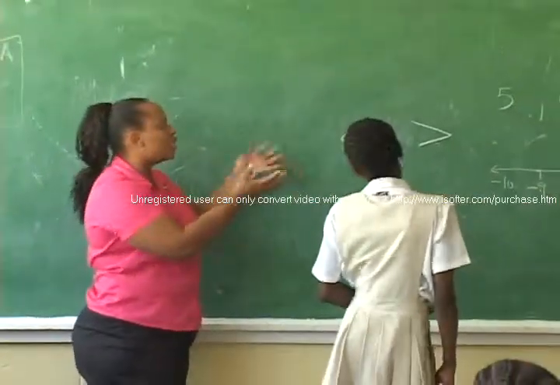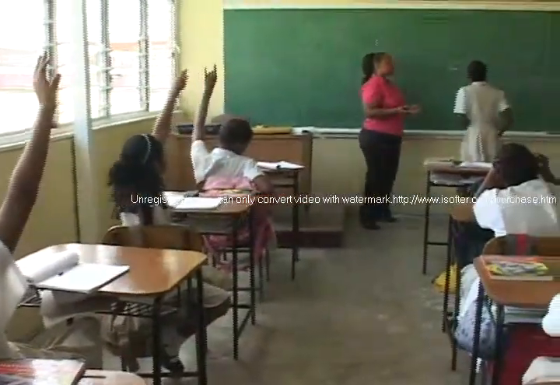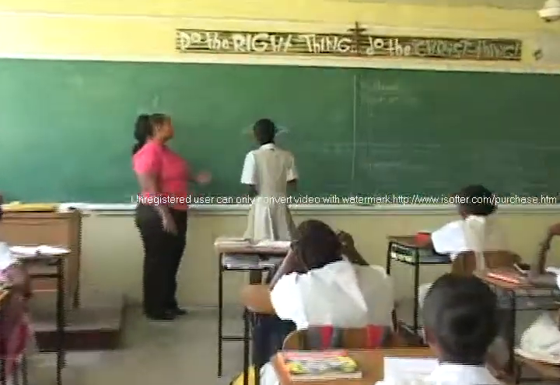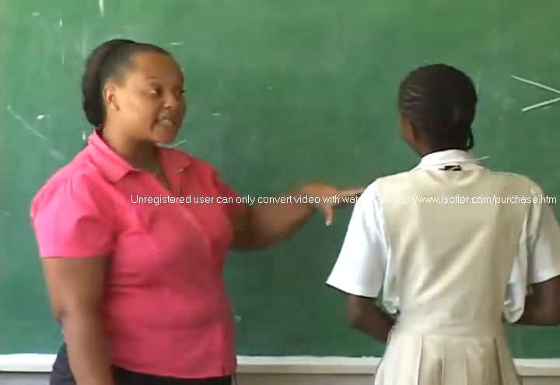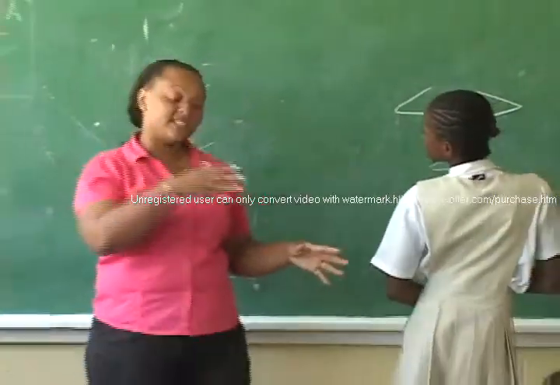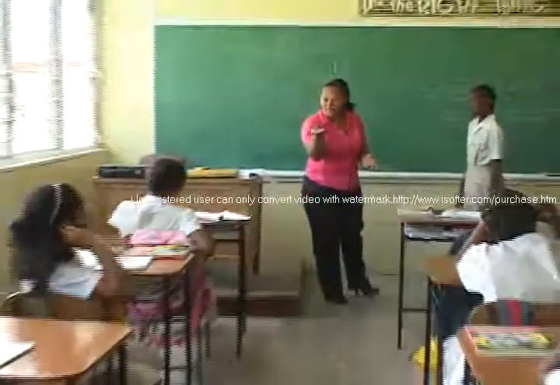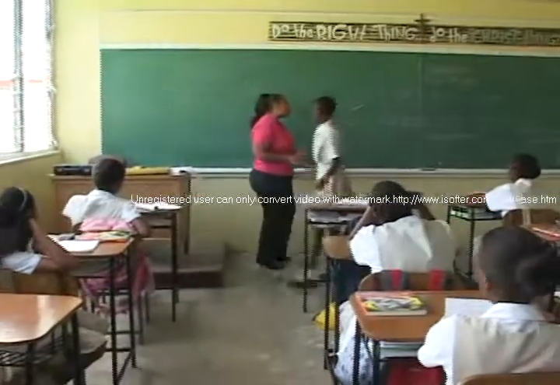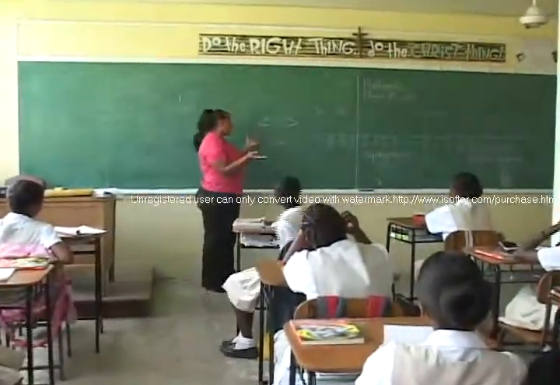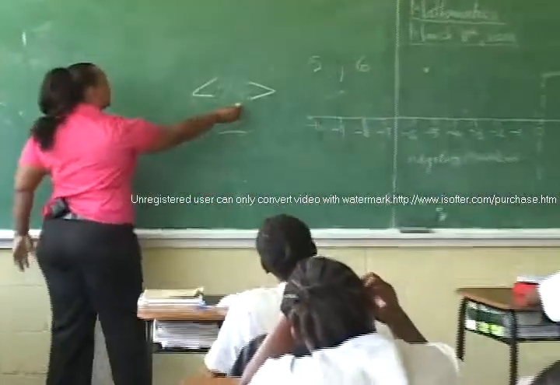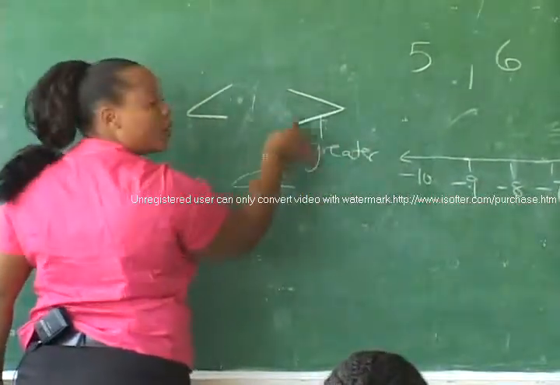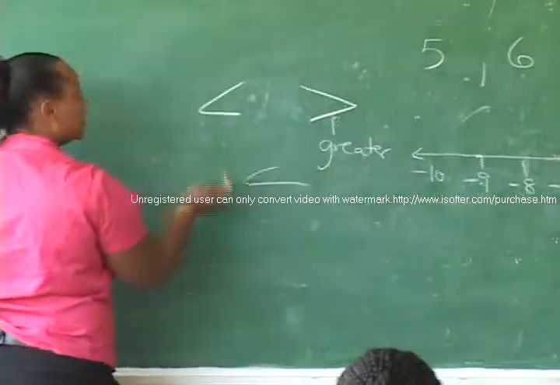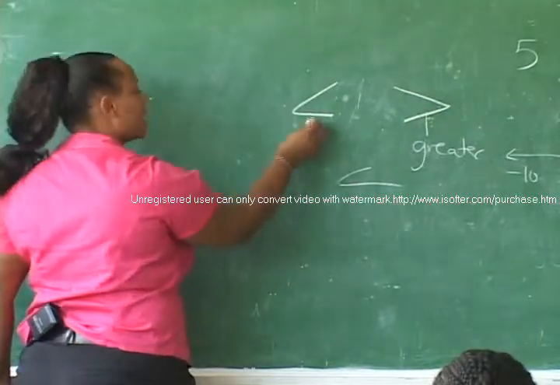Can somebody explain to her what's the difference? How do we show that one is greater and one is less than? Because the open mouth is greater, and it's based on where the number is. The opening, as she said, is turned to the greater number. So it's based on where the number is, you decide whether this is the greater than sign, because the opening is turned in this direction. In this case, this would be the less than.